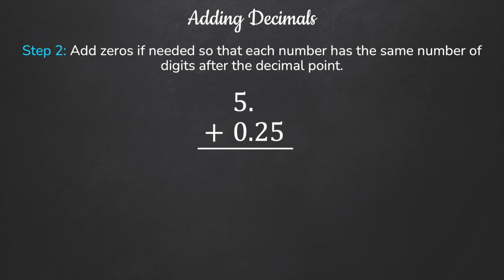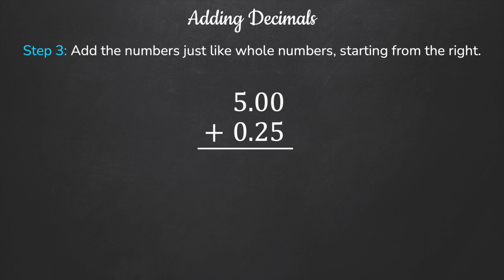Then step 2, we're going to add zeros if needed. So we're going to add 2 zeros here just as place value holders to make it a little easier to look at and a little easier to add. And then we're going to add just as we would for whole numbers starting from the right.